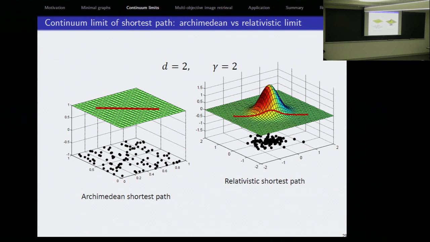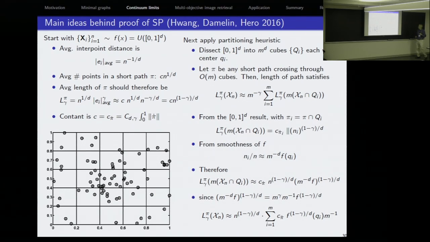So here's the uniform case, here's the Gaussian case, the Archimedean shortest path shown against the relativistic shortest path when you use gamma equals 2 versus gamma equals 1 on the left, for 2 dimensions. So that's, again, a continuum limit, and there are ideas behind the proof. I'm not going to go through these for lack of time, but it parallels the proof of the Beardwood-Hammersley theorem, at least in principle.